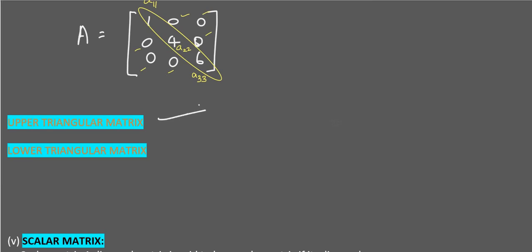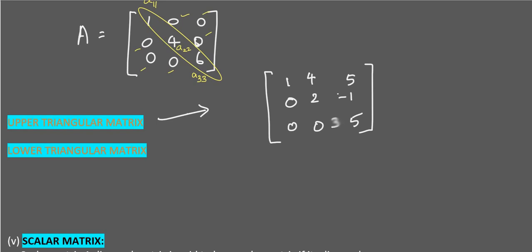What is this upper triangular matrix? The elements above the main diagonal are non-zero. Elements above the main diagonal are non-zero. For example, 5. Then we say here it is an upper triangular matrix. The elements above the diagonal are non-zero. It is an upper triangular matrix.